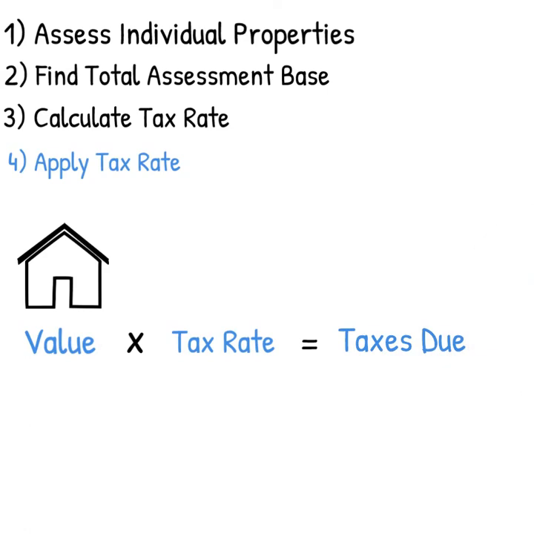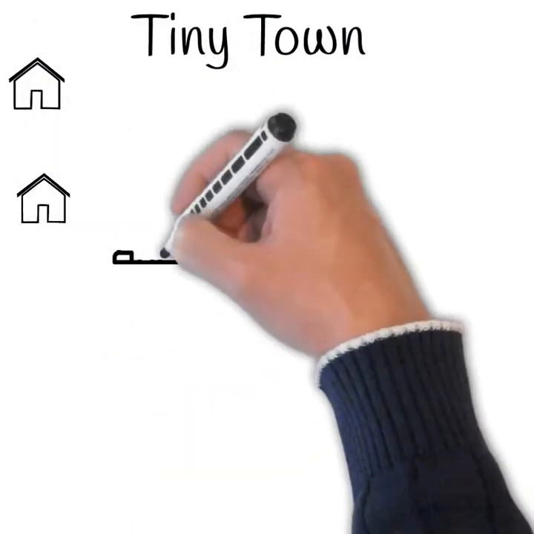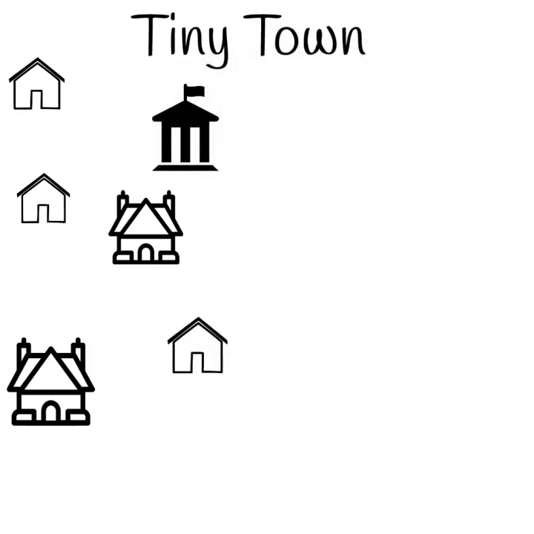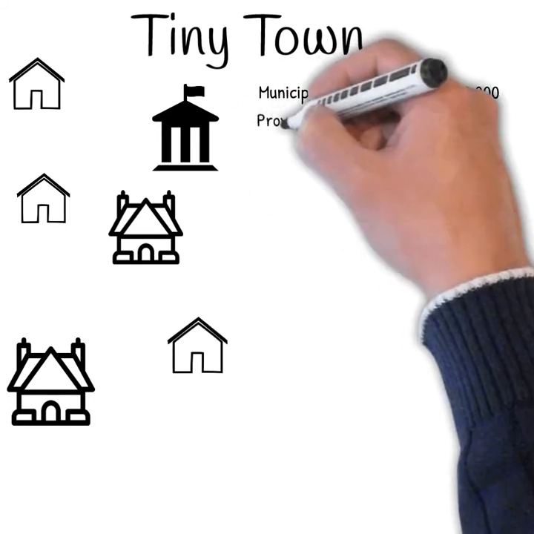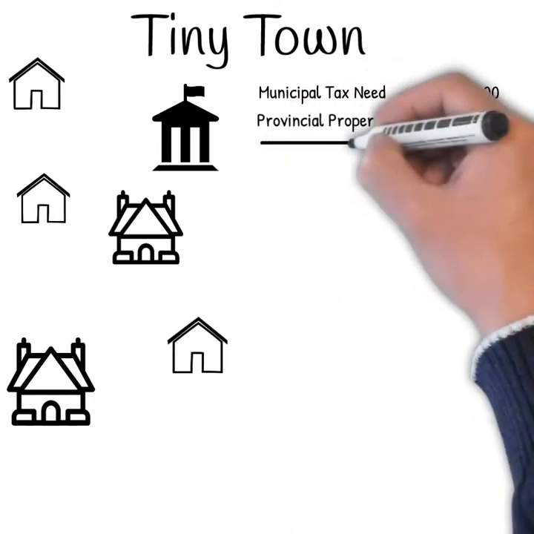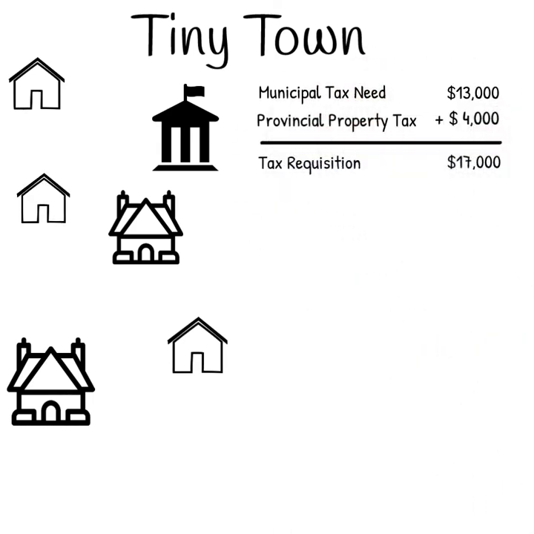Let's look at an example of how this works. To do that, let's return to Tinytown. If you watched my last video, you'll know that Tinytown is a community with just 5 houses and 1 community hall. To deliver municipal services, Tinytown requires $13,000 in property taxes. However, like all other municipalities, Tinytown is also required to collect substantial property taxes on behalf of the province. In this case, the province requires it to collect $4,000, so that puts its total tax requisition at $17,000.